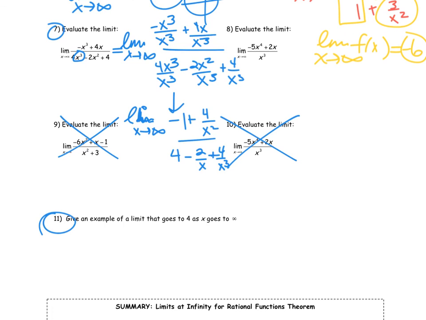Remember, guys, the limit as x is approaching infinity, here, again, this is going to go to 0 because 4 over infinity is 0, 2 over infinity is 0, and 4 over infinity cubed is still 0. So these wipe out, these are gone, and I'm left with negative 1/4, and that's my answer.